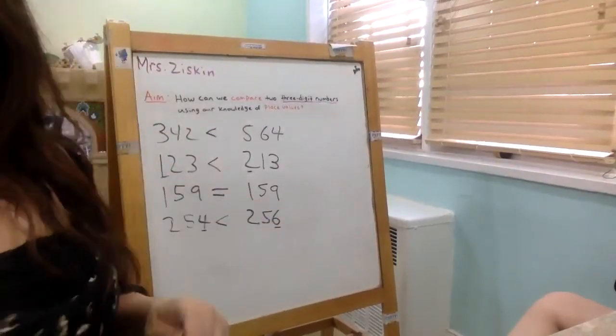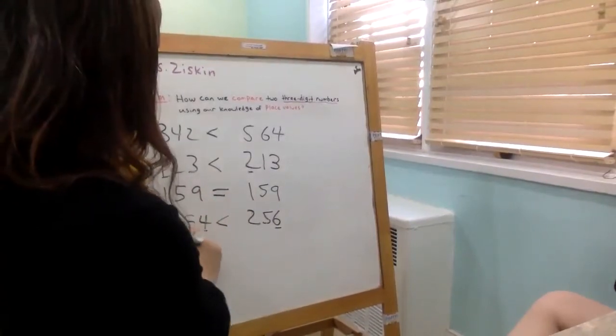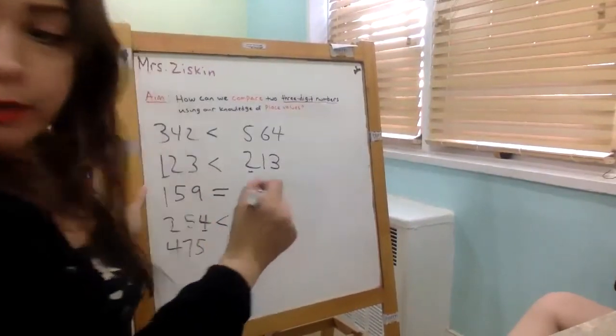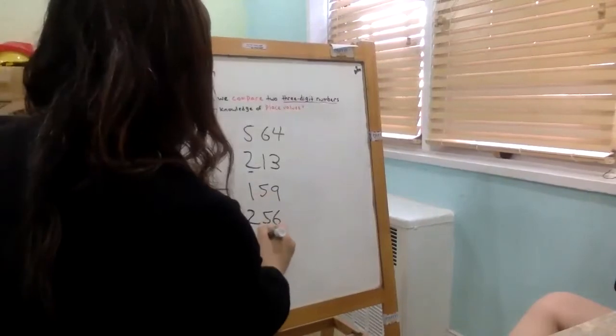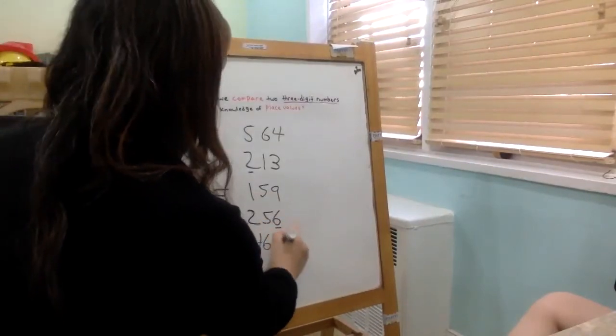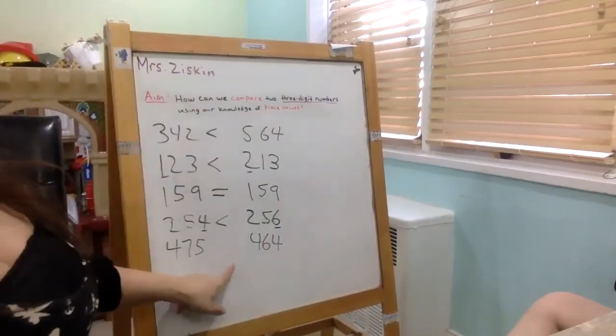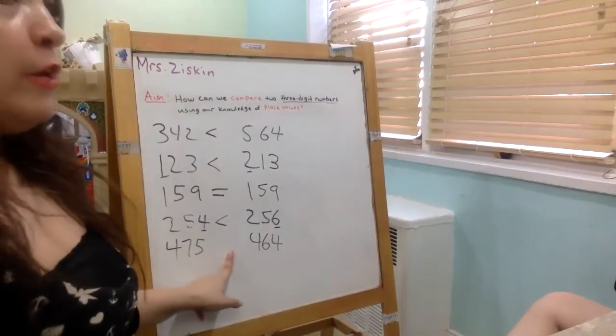So our next problem was 475 and 464. So who thinks that this is greater than? Give me a thumbs up. Okay, so you guys are saying that it is greater than, and you're correct. 475 is greater than 464 if we look at our tens place.